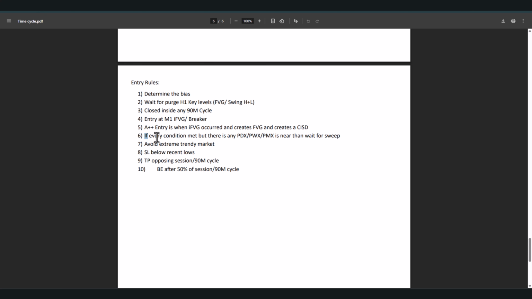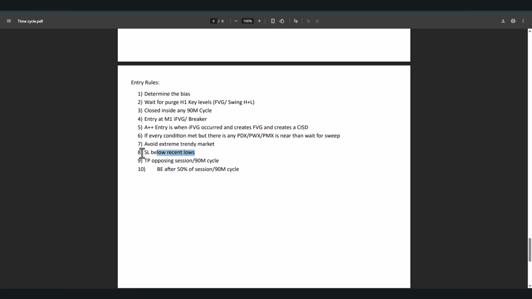6. If every condition is met but there is any PDX, that means previous day high or low, previous week high or low, previous month high or low is near, then you have to wait for sweeping that PDX or PWX or PMX. Avoid extreme trendy market. If you see the market going aggressively bullish, then you have to avoid trading.